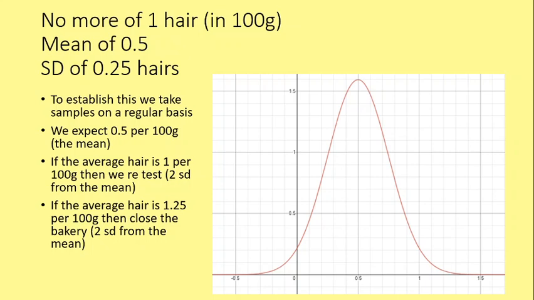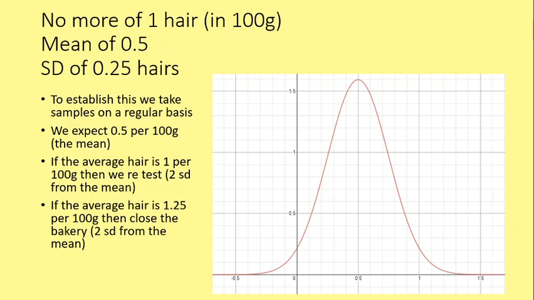That's our mean or average, and we want a standard deviation of a quarter. This means that if I do hit 1 hair, which is actually going to be 2 standard deviations away from my mean, then I'd have to look at it and retest. But if I'm 3 standard deviations away from the mean, which is actually going to be 1.25, then that means I'll need to close the factory down or do something else.